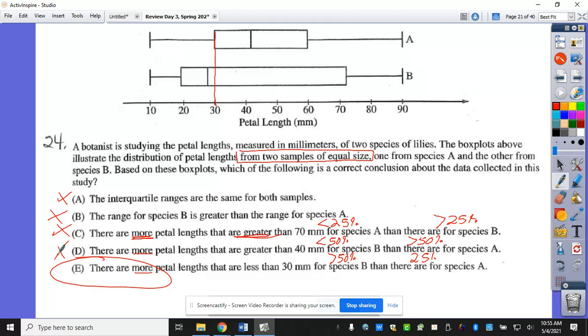But I like to look at this as just comparing percentages and not total numbers, because that applies to all of them.